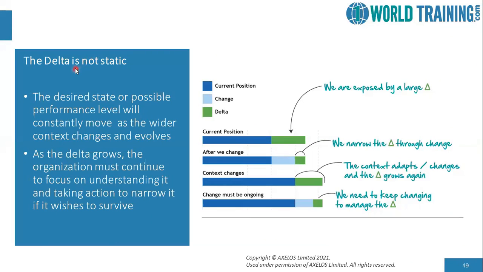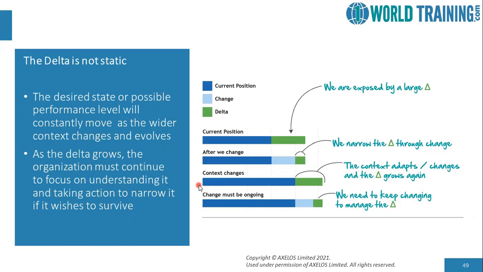Another important thing is that this delta doesn't remain static. Even when an organization moves forward to close the gap, a gap is again created in the future. Let's take a look at this picture here. The current position of the organization is shown in the blue color, and the green is the delta to which the organization is exposed. Let's say this gap is closed. After the change, meaning when the organization takes action to reduce the gap, the light blue colored part is the closing of the gap. However, there is still a narrow delta here.